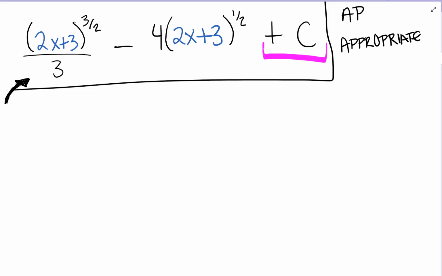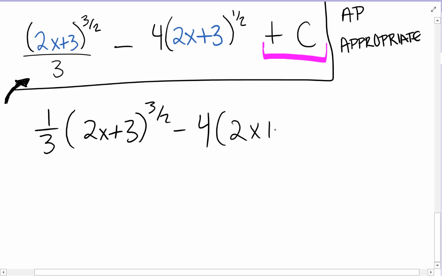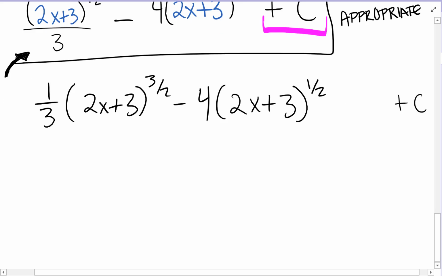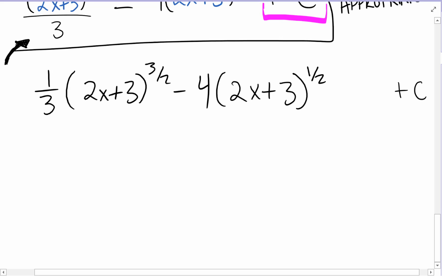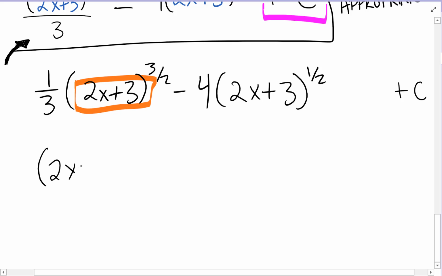No matter what, for an indefinite integral, we always put plus c. So I'm going to leave the plus c out of all the factoring that I'm doing because plus c is just always tacked on to the end of an indefinite integral. Let's begin. I'm going to write this as 1/3, 2x plus 3 to the 3/2 minus 4, 2x plus 3 to the 1/2, and then of course we'll do plus c over here. So what can I factor out? I can factor out 2x plus 3, but I need to know to what power can I factor it out.